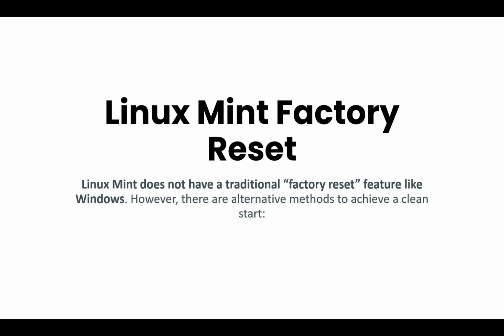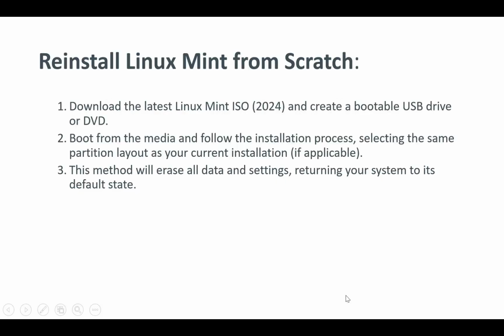So as you know, Linux Mint does not have a traditional factory reset feature, so this is how to factory reset Linux Mint. The first method, which is obvious, is to reinstall Linux Mint from scratch. You're gonna download the latest Linux Mint ISO 2024 and create a bootable USB drive or DVD.